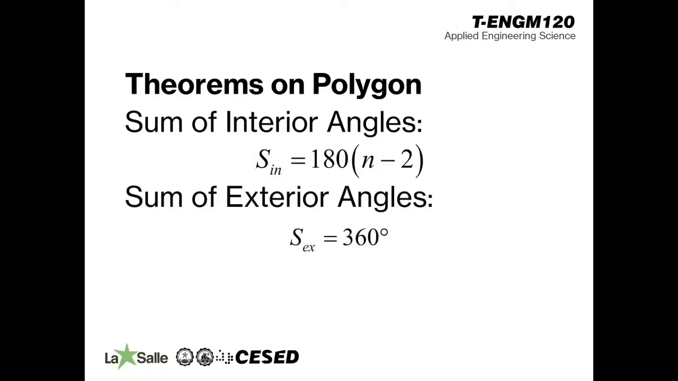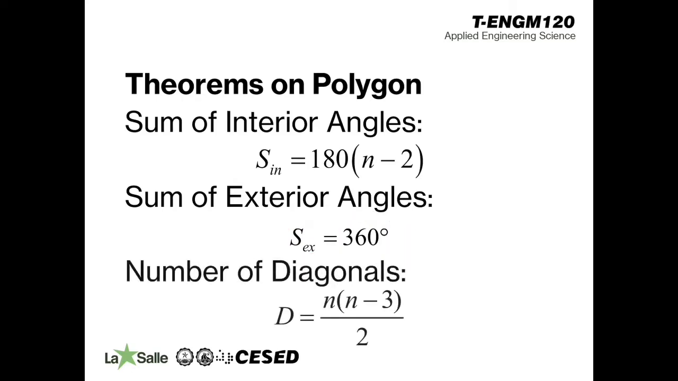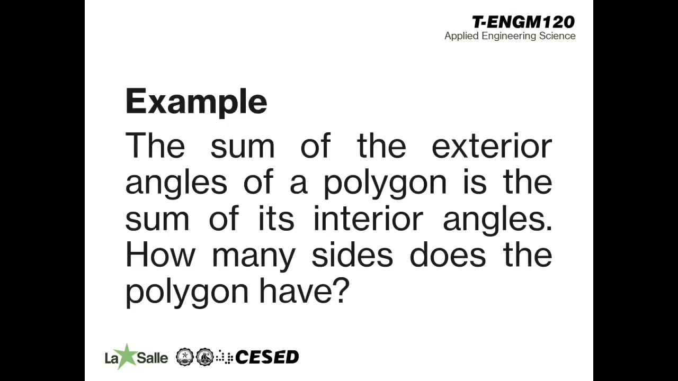The second one is the sum of exterior angles. S exterior is equal to 360 degrees. This tells us that for any polygon, the total of its exterior angles is equal to 360 degrees. And the last one is the number of diagonals, where d is the number of internal diagonals, equal to n multiplied by n minus 3, divided by 2. Again, n is the number of sides. Okay? Let's now proceed with our first sample.